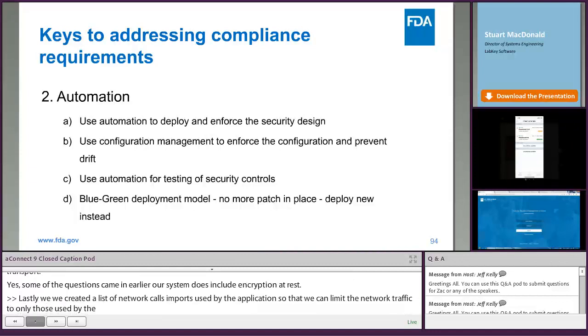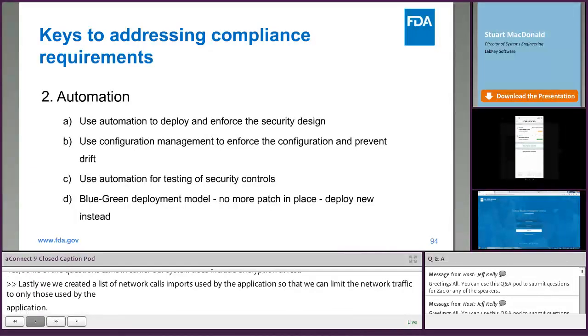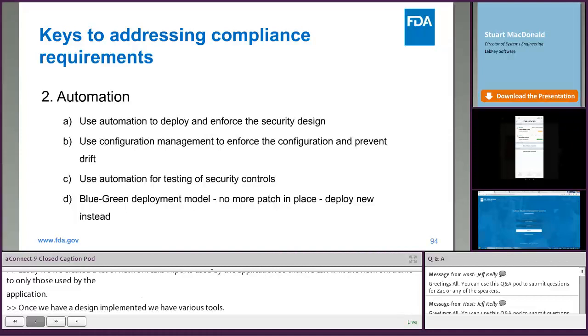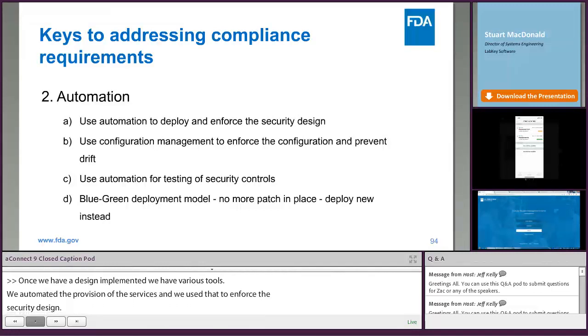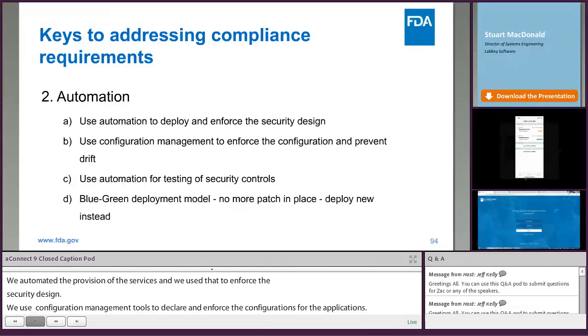Once we had a design, we implemented various automation tools. We automated the provisioning of the cloud services, and we used that automation to enforce the security design. We then used configuration management tools to declare and enforce the configurations for the applications. This approach prevents configuration drift and allows us to stay in compliance over the long haul.